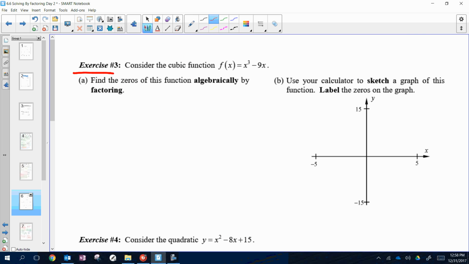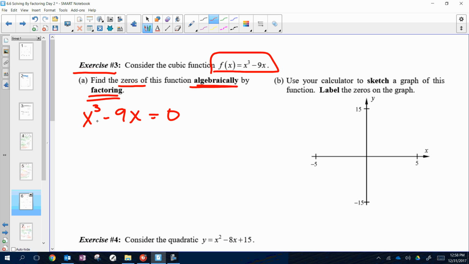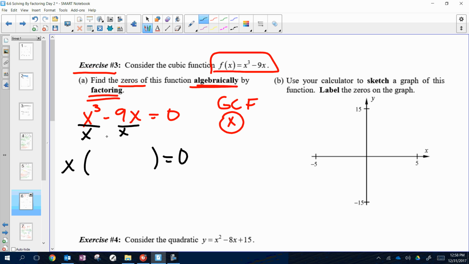Okay, on exercise 3, we're going to consider this cubic function, and we're going to find the zeros algebraically. So when I look at this, first I want it to be equal to 0 because it said I'm finding the zeros. Then I'm looking at the algebra thinking, how can I factor this? So I see that they have a GCF. There's an x in both of these. Basically divide out the x, put the x in front, and I get x squared minus 9.